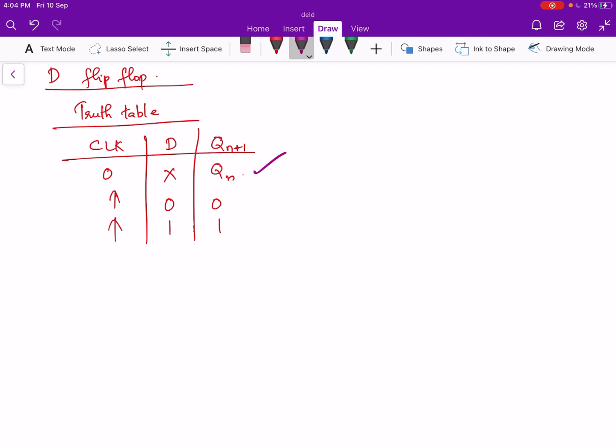If we are applying 0 at the D input, then we will get 0 at the output. And if we are applying 1 at the D input, then we will get 1 at the output. So this is the truth table. Now we will see the characteristic table.